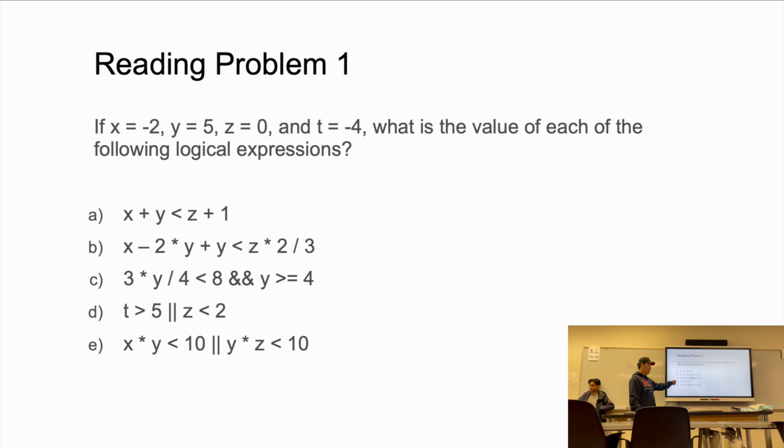D? 3 times D. 5. Z is not great. Oh, Z is less than 2. True. That would be negative 4. Negative 4 is less than 5, right? That would be false. Z is 0, which is less than 2, so that would be true.